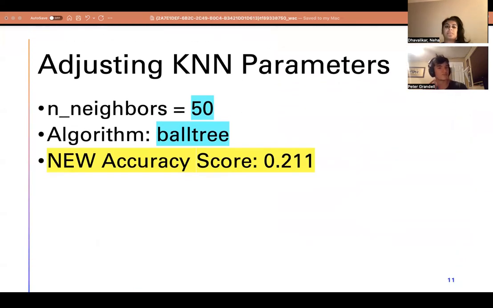In order to try to adjust the parameters of the k nearest neighbors, we increased the number of neighbors to 50. We changed the algorithm to a different one than auto, which was selected to be ball tree, and our new accuracy score resulted at 0.211.